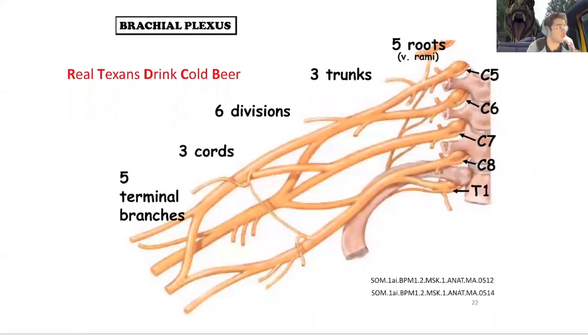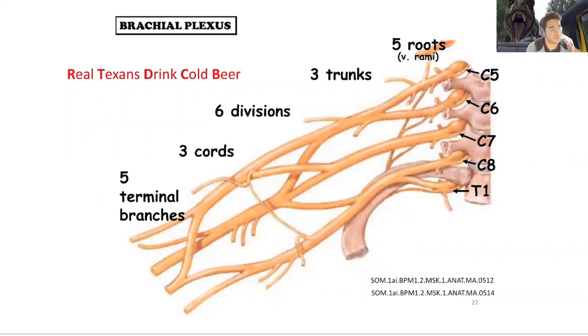It's really helpful. All right, brachial plexus. Now, the way I remembered all of this in terms of what is messed up is Real Texans Drink Cold Beer, right? Roots for Real, Texans for Trunk, Divisions for Drink, Cords for Cold, and then Beer is, of course, terminal branches, right? The Beer part is the terminal branches. Okay, that's the essential things.